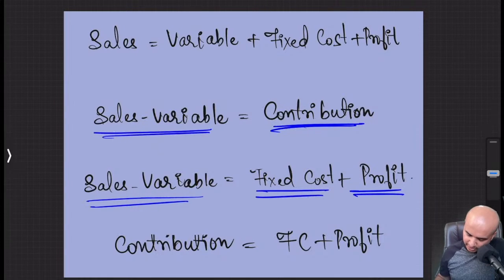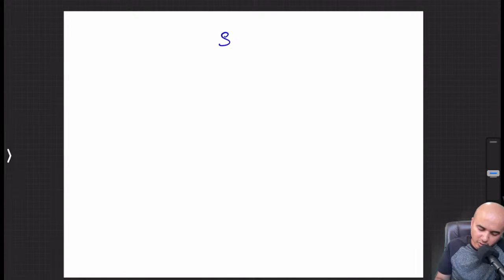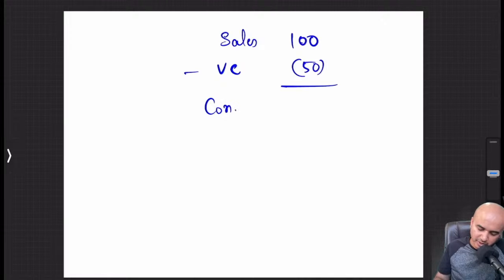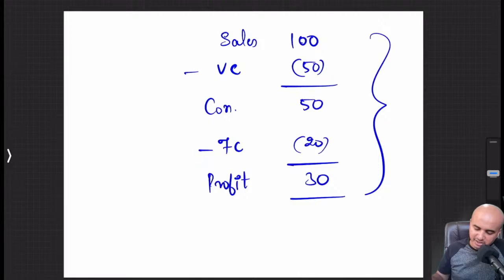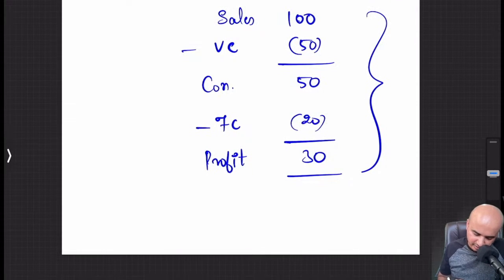The reason being, if I have to explain that, if I have to draw a statement here: sales, let's say, is 100 rupees and variable cost is 50 rupees. My contribution would be 50. Minus the fixed cost of, let's say, 20, that would be 30 rupees of profit. Now using this example we can write down various formulas. For instance, sales minus variable cost equals contribution. Likewise, contribution equals fixed cost plus profit.